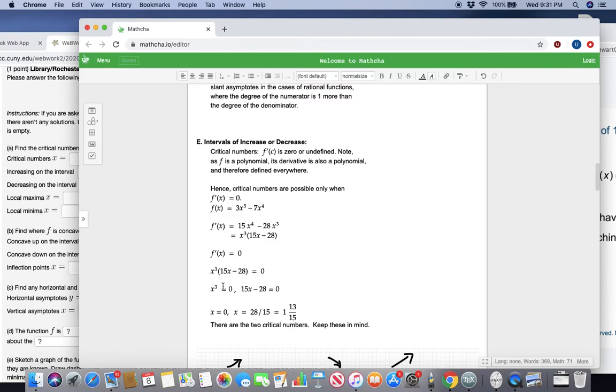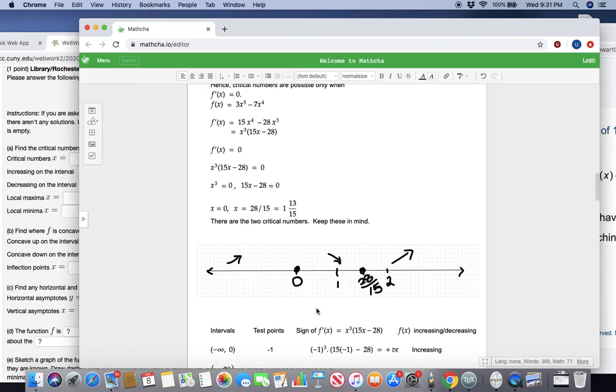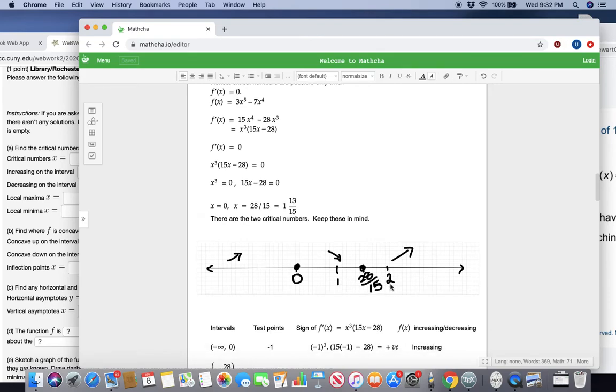Solving for this, x cubed is 0 and 15x minus 28 is 0. So x cubed gives me x equals 0. Whereas here, I have to move the 28 over and divide by 15. In other words, I get x equals 28 over 15. You notice I'm dividing this to write it in a mixed number form, 1 and 13 over 15, so I can estimate where this lies. This is a little more than 1. In fact, a lot more than 1, but a little less than 2. Okay. So 28 by 15 is closer to 2.